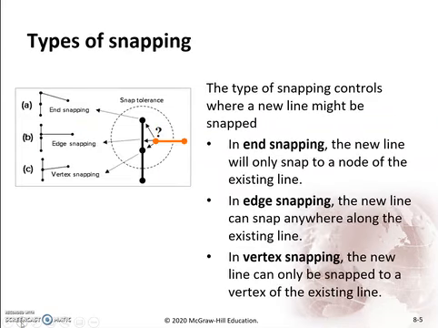The type of snapping controls where a new line might be snapped. In end snapping, the new line will only snap to a node of the existing line. In edge snapping, the new line can snap anywhere along the existing line. In vertex snapping, the new line can only be snapped to a vertex of the existing line.